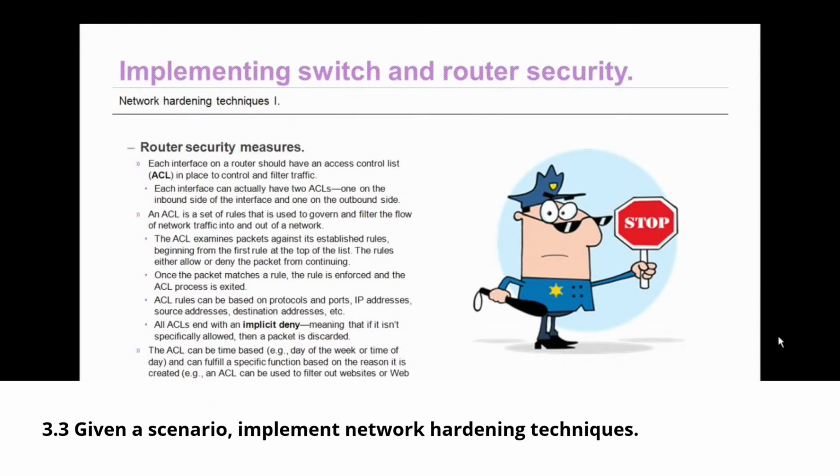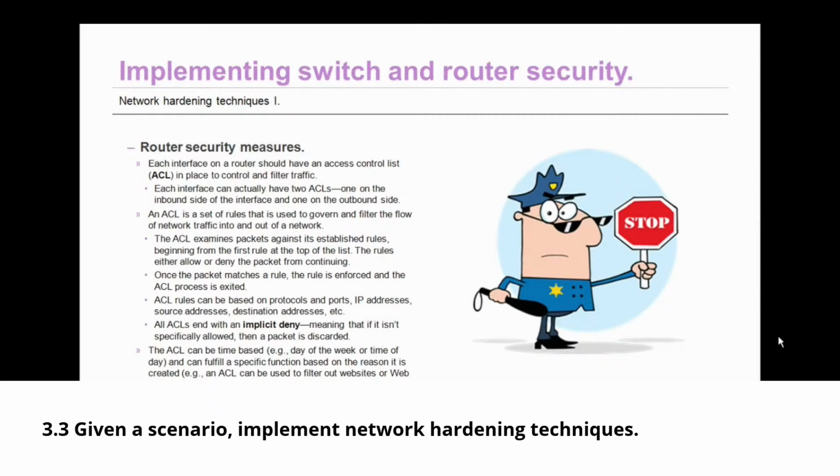Let's move on to router security measures. Each interface on a router should have an access control list, or ACL, in place to control and filter traffic. Each interface can actually have two ACLs: one ACL on the inbound side of the interface and one ACL on the outbound side of the interface.